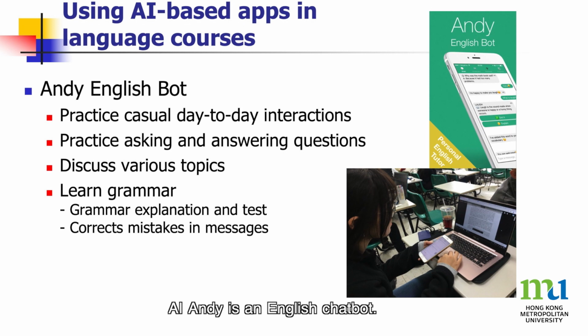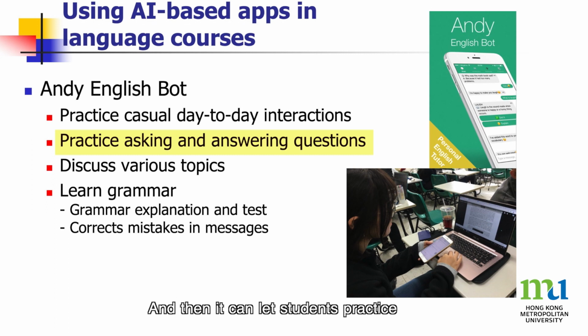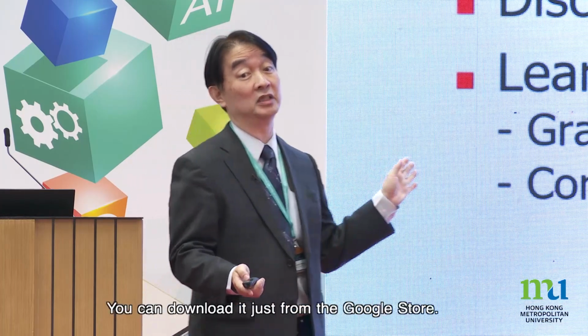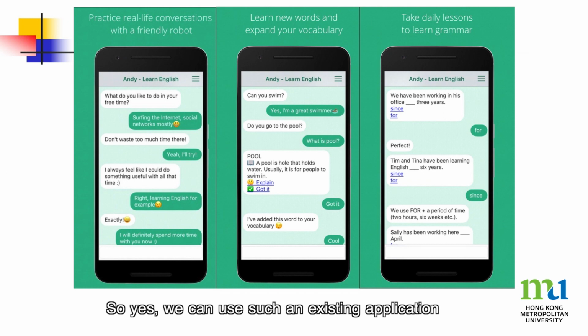AIED is an English chatbot. It can talk to students about day-to-day interaction, and it lets students practice asking questions or answering questions, and it discusses some specific topics. It can also let students learn grammar, and you don't need to pay. This is free. You can download it just from the Google Store. So yes, we can use such an existing application or system in our study, and we can conduct a very good study and publish a very good paper based on those existing systems. That's why I encourage you to try.